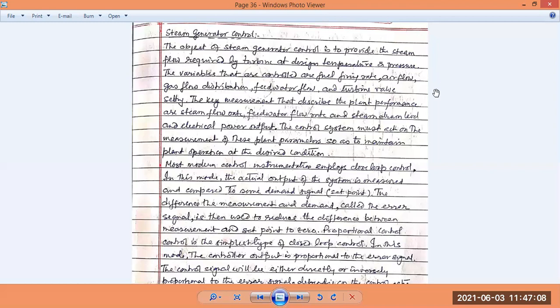Now, the difference between the measurement and the demand is called the error signal. What you are producing and what you are supposed to produce. That difference is defined as the error signal itself. It is then used to reduce the difference between the requirement and the set point to 0. So this control system should be such that the difference between the measurement and set point, how much you are producing and what the set point is, the difference between them, more or less, is reduced. That is the most important part to know.